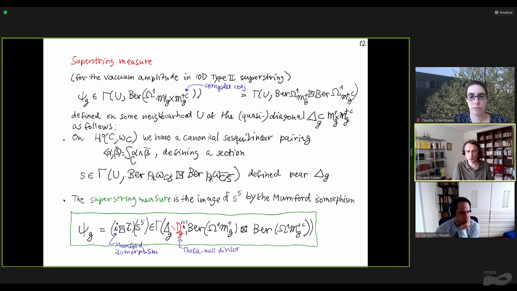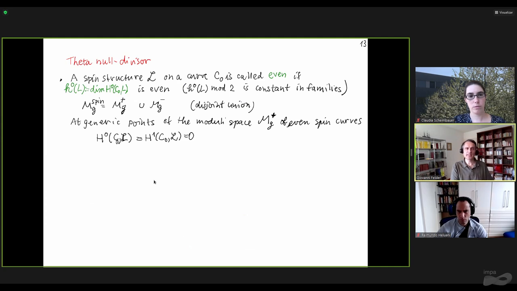And this little two means that actually the theta null divisor is a divisor in the moduli space of even spin structures. But here we have a product, so we have to take the corresponding locus in the product, namely the product of the divisor times the moduli space, union the moduli space times a divisor. But basically, this is defined away from a divisor. And we want to discuss that in the last few minutes of my talk. So what is this theta divisor?